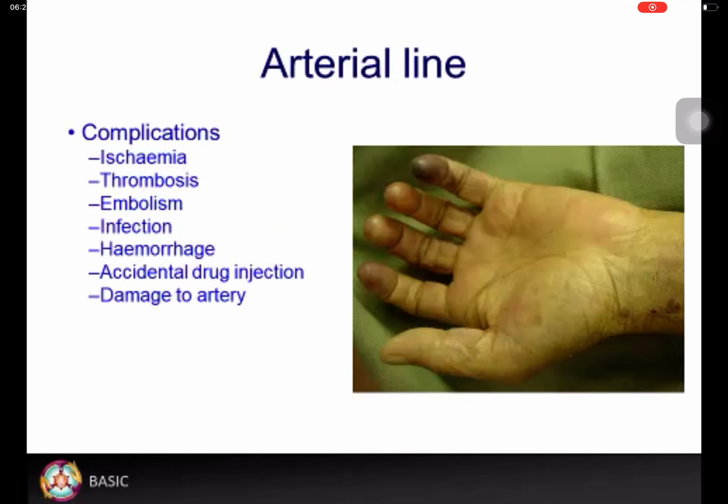Invasive arterial pressure monitoring has a number of significant complications, including those listed here.